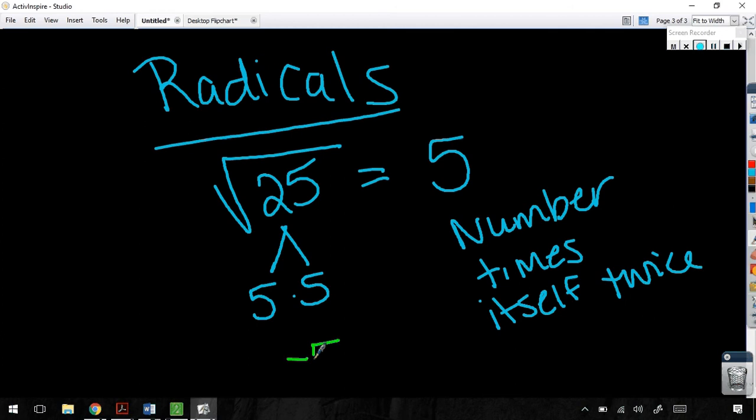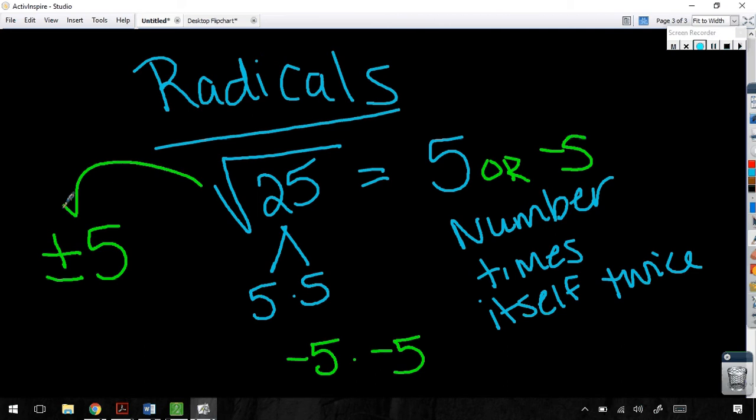What is that? 25. Negative 10. Uh-oh. So it could be a positive 5 or negative 5. Does that make sense to everybody? It has 2 answers. So we use a little symbol that looks like this. And I'm going to just draw an arrow here to tell us that the answer could be positive or negative. That's a plus or minus sign. Does that make sense to everybody?